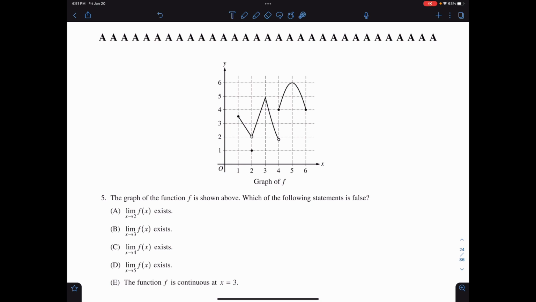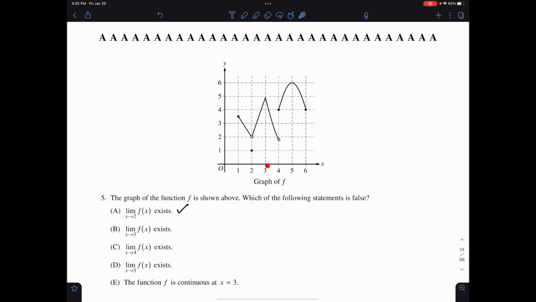The first statement says the limit of f of x as x approaches 2 exists. For a limit to exist, it needs to approach the same value from both sides. If we look at x approaching 2, both sides approach the same value, so this exists. That's true. Now if we go on to B, x approaches 3.